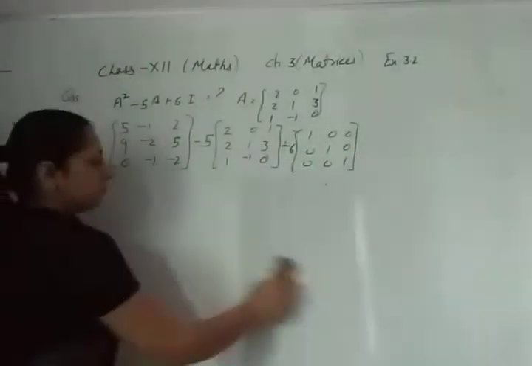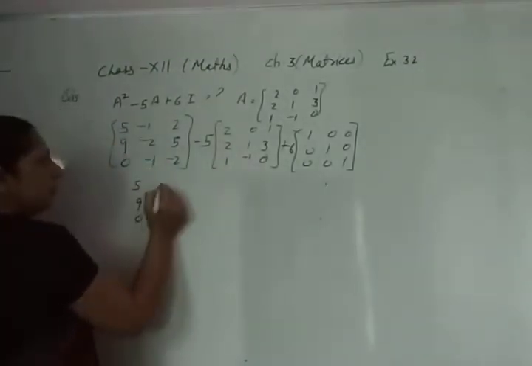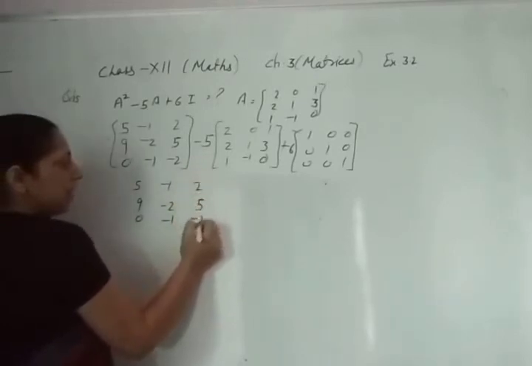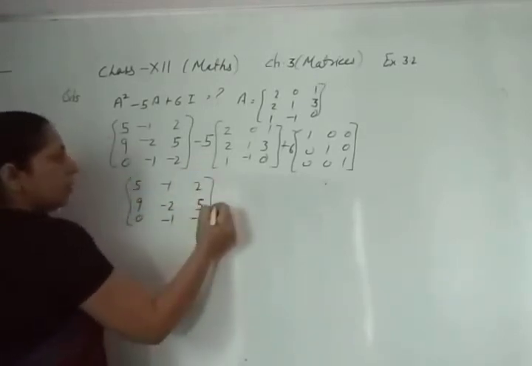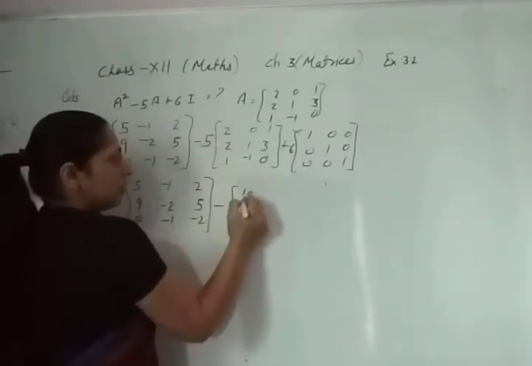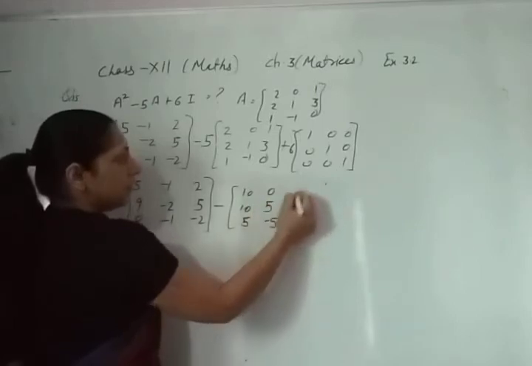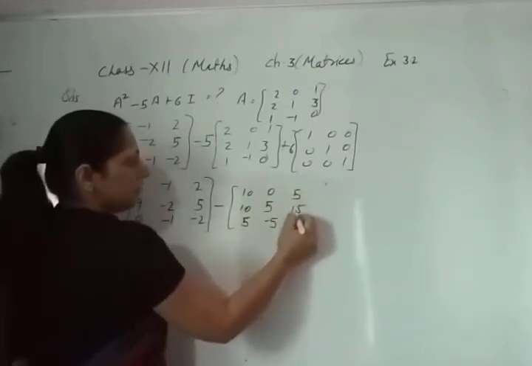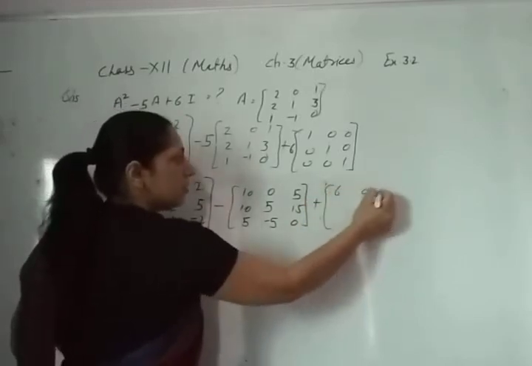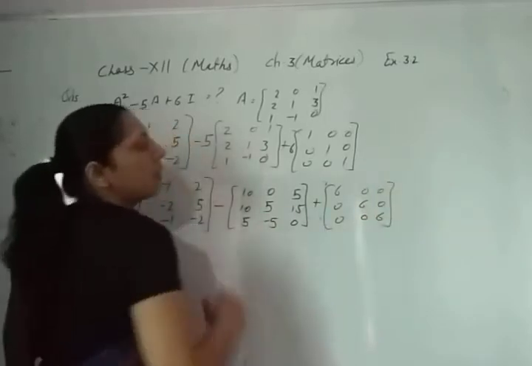Now solve this. It's [5, 9, 0; -1, -2, -1; 2, 5, -2] minus, multiply 5: 5 2s are 10, 10, 5, 0, 5, minus 5, 5 3s are 15, 0, plus 6I, that is [6, 0, 0; 0, 6, 0; 0, 0, 6].